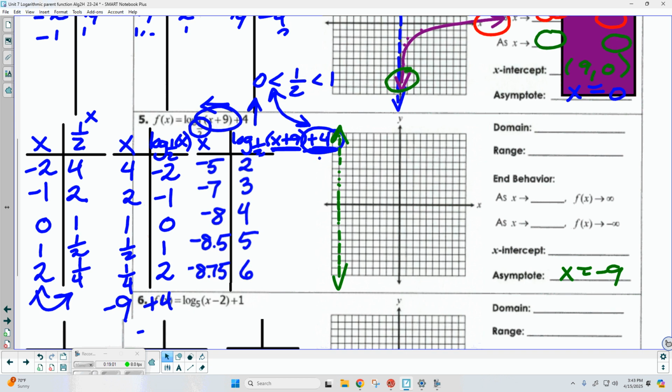Okay. Well, let's go ahead and plot these points. Let's see here. So my first one is a -5, +2. So -1, 2, 3, 4, 5, +2. Then we have a -7, 3. Then we have a -8, 4. Then we have a -8.5, 5. And then we have a -8.75, 6. So you can see I have exactly enough points to go ahead and get my curve. And remember, it's just a sketch.